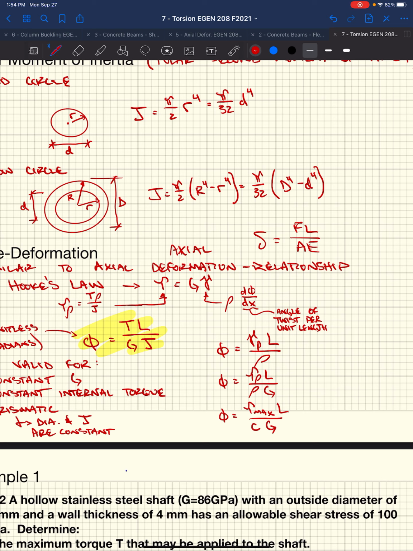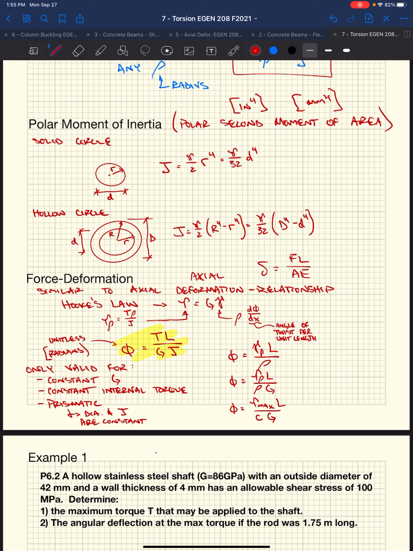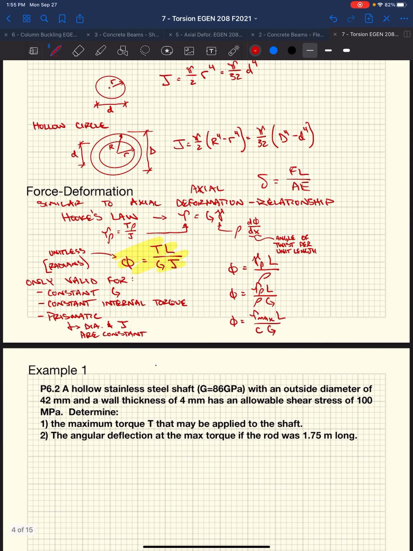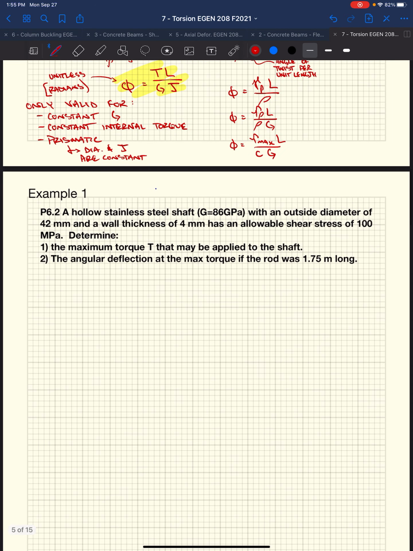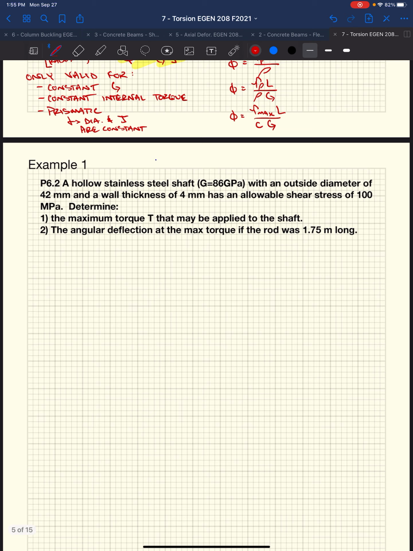But by far the one we'll use the most is the one that's highlighted there, which relates torque, the length, the shear modulus, and our polar moment of inertia to the deformation of our shaft, the rotation of it. We're going to go through an example and you'll see how straightforward this is once you know the equations. Derivation was the hardest part of this whole thing.